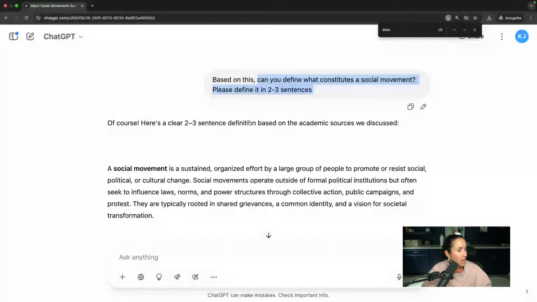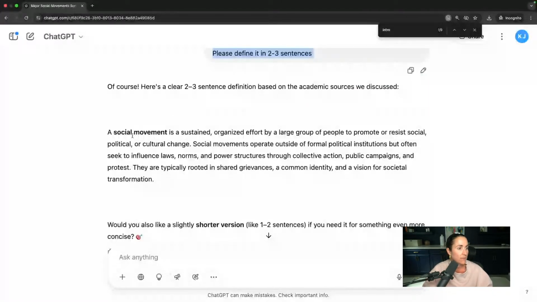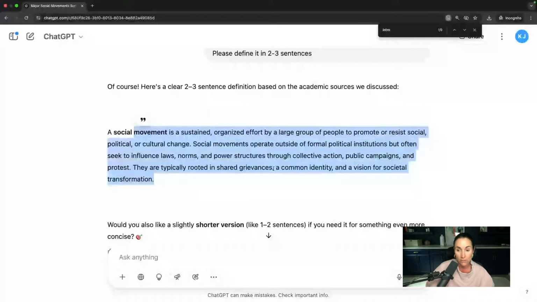And it said, of course, a social movement is a sustained, organized effort by a large group of people to promote or resist social or political change, and so on. Okay, it's good. It's a definition. Now, a lot of people would just copy and paste that. Oh, boop, that's done. But we said we want to be on the varsity team, right? That would be pretty JV to just grab this and throw it in there. It's a beginner stage. What we want to do is jazz this up.